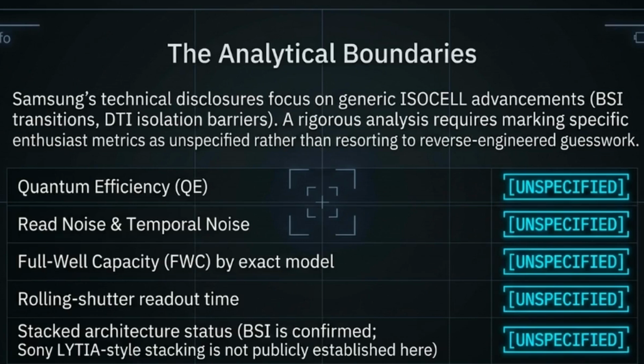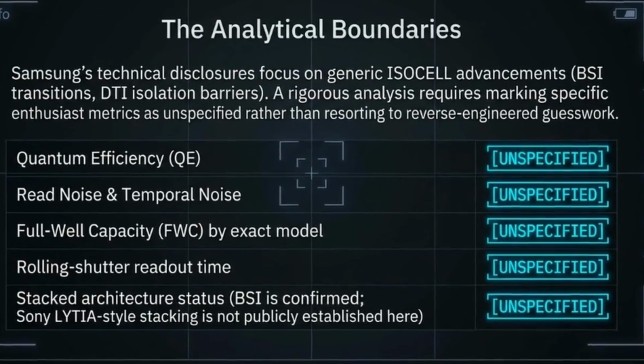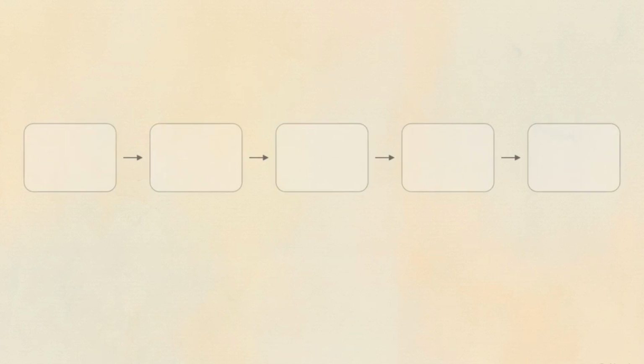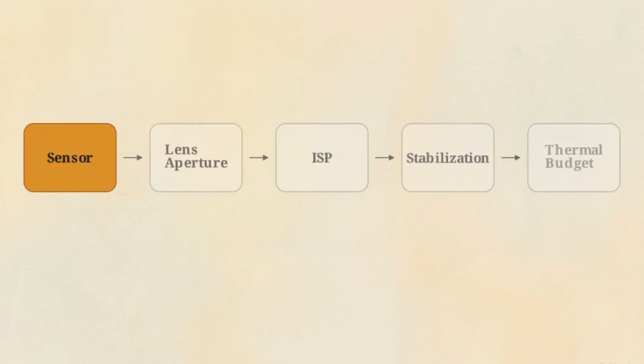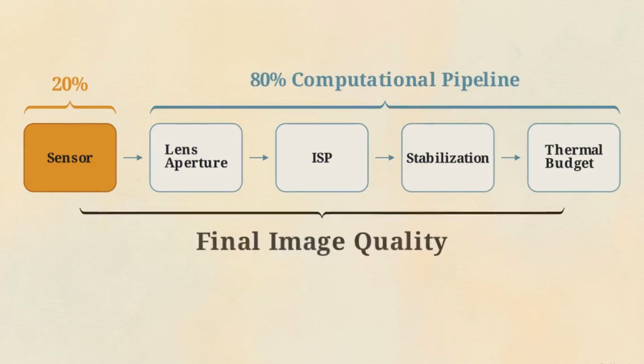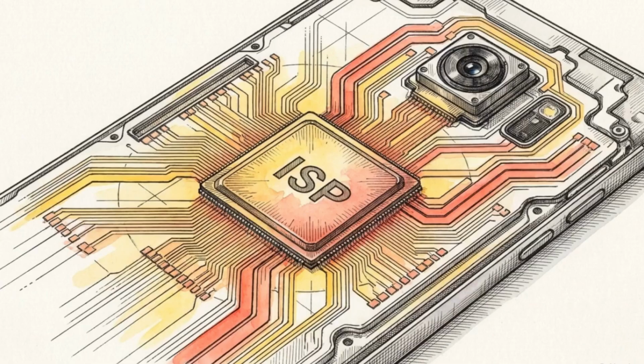Yet, looking at this table of analytical boundaries reveals a deliberate gap. Samsung leaves crucial enthusiast evaluation metrics entirely blank in their global documentation. Quantum efficiency and specific read noise are stamped completely unspecified. These omissions underscore a critical limitation. The silicon is only the first of 5 distinct stages in the modern imaging chain. In this context, the bare sensor represents just 20% of the total pipeline.